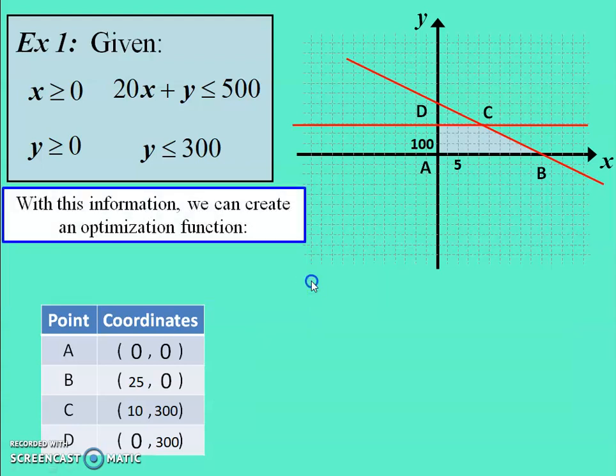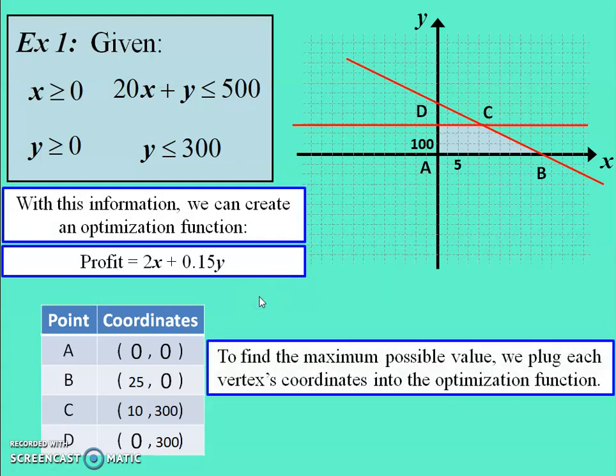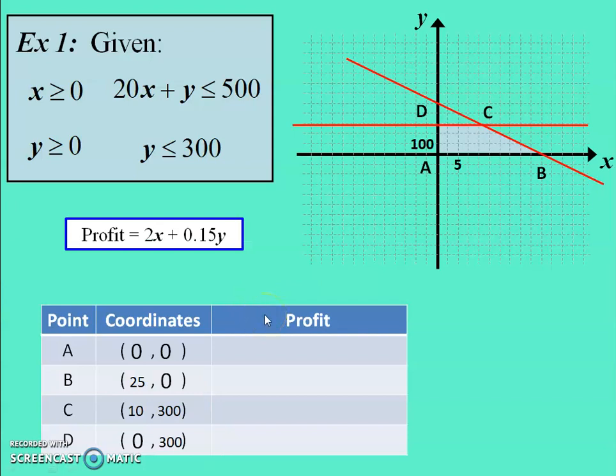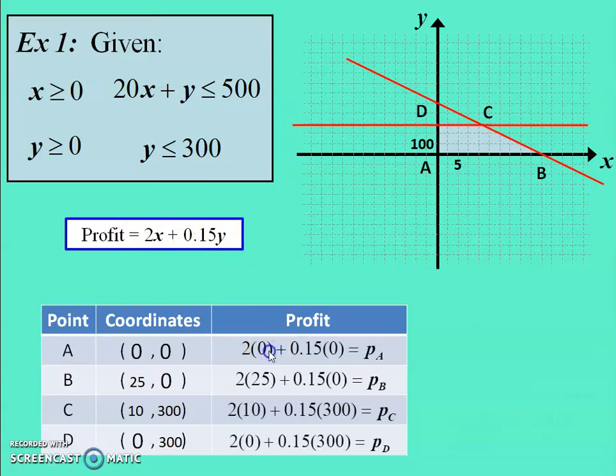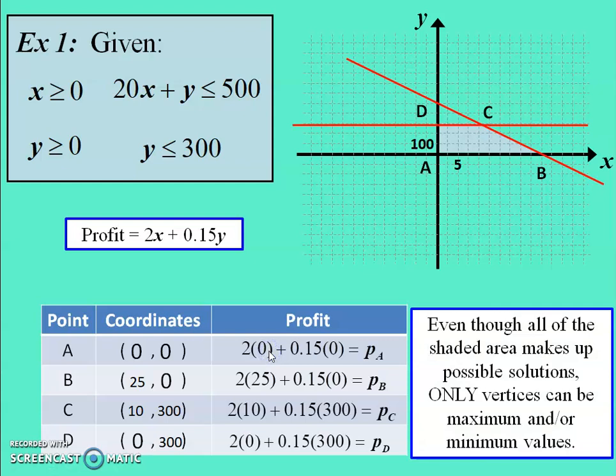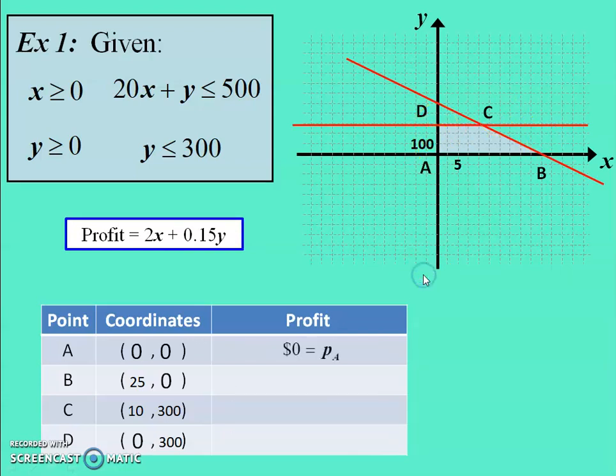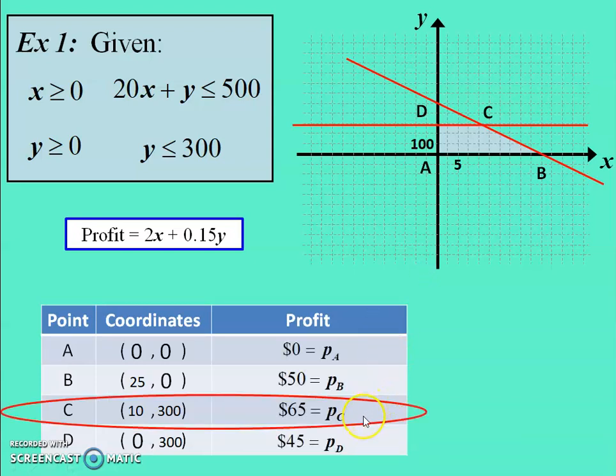then what you would do is set up in your table an extra column that has profit in it. We know that the profit rule is 2 times x plus 0.15 times y, and I would plug in each point to figure out which one generates the maximum. So again, just as a reminder, even though the shaded region shows all the possible number of pencils and calculators you can have, the max profit can only occur at one of the vertices. And when I find those values, it turns out that this is the maximum value here, and that's the maximum possible profit in this context.